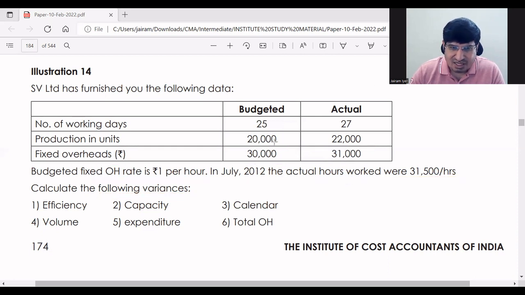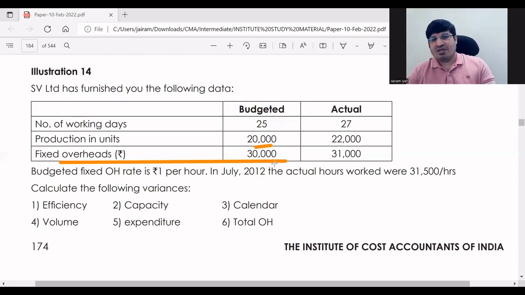One thing is your fixed overheads in rupees is 30,000. Okay, units are 20,000. You can find per unit fixed overheads. How? For 20,000 units, you have got 30,000 fixed overhead. For 1 unit, how much? It will be 30,000 upon 20,000. That becomes 1.5, 3 upon 2, which is 1.5. So fixed overhead cost per unit is 1.5.